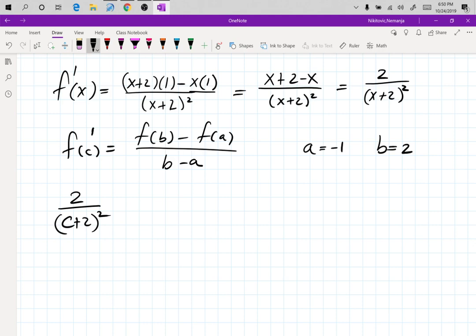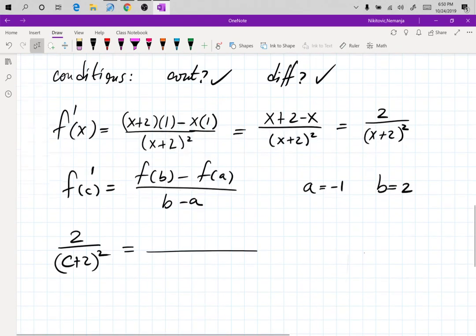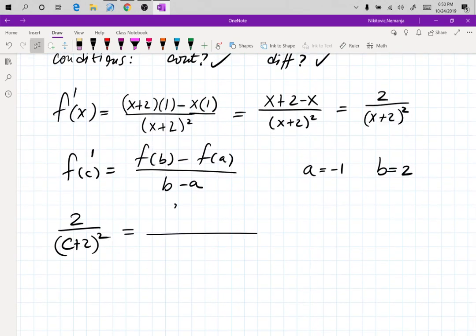F prime of x is in terms of x. F prime of c will be in terms of c, and I'm looking for that c. So it's 2 over c plus 2 squared equal to, now, f of b. Well, that's my regular function f. Regular function f is x over x plus 2. So 2 over 2 plus 2 minus -1 over -1 plus 2 divided by b minus a, 2 minus -1.